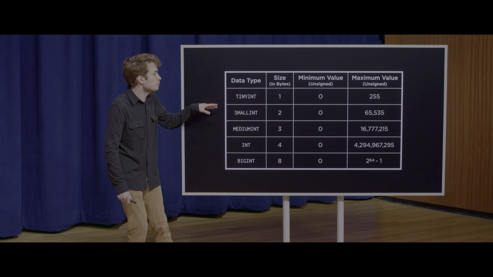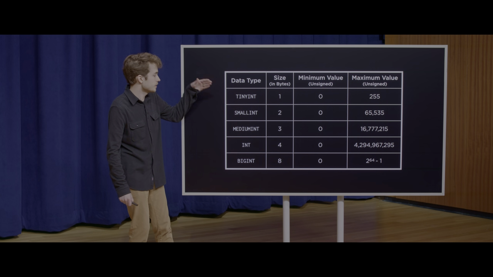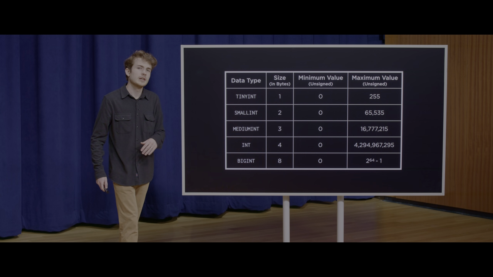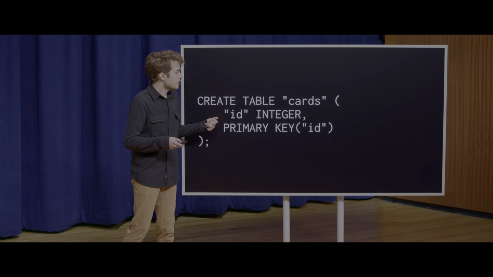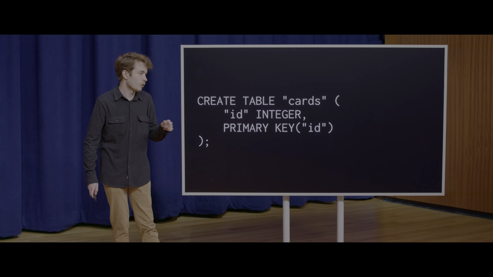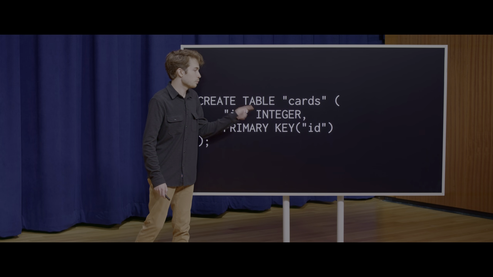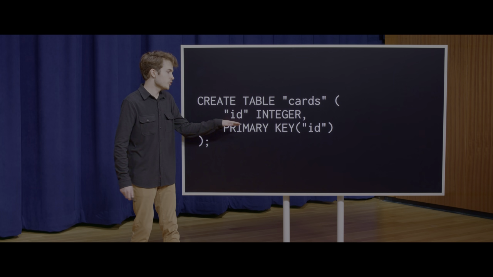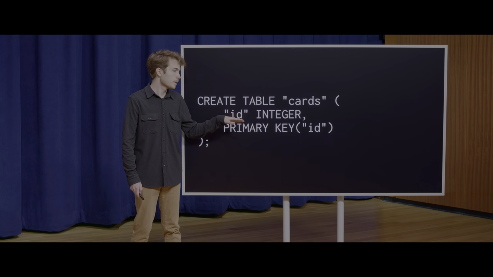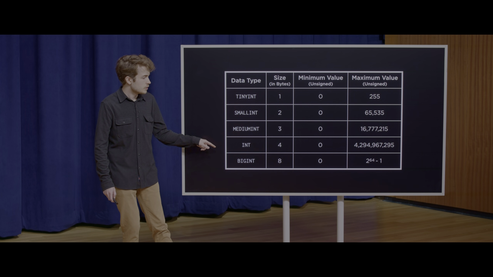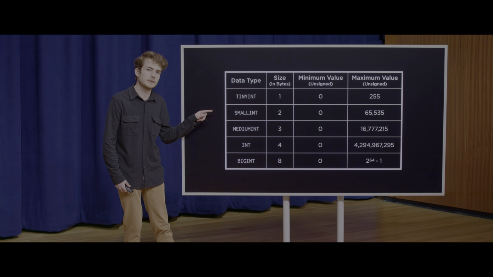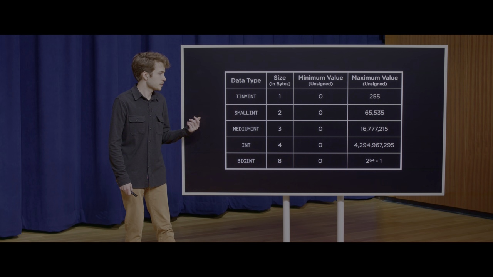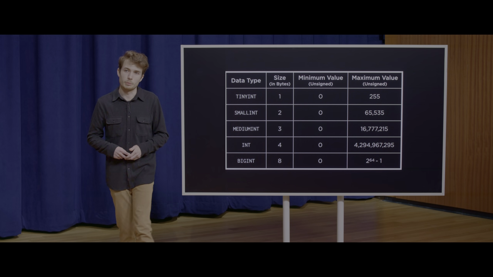So with these in mind, tiny int, small int, medium int, int, and big int, let's go back to our SQLite create table statement. And let me ask you all, what would you substitute in place here? We no longer have integer for our primary key, but which of these seems the best substitute for our primary key on cards? Tiny, small, medium, int, or big int?